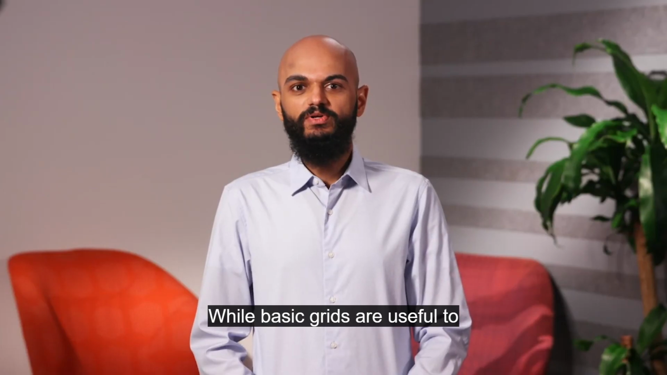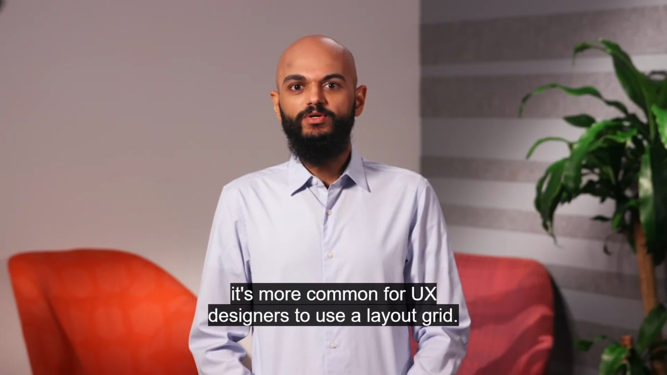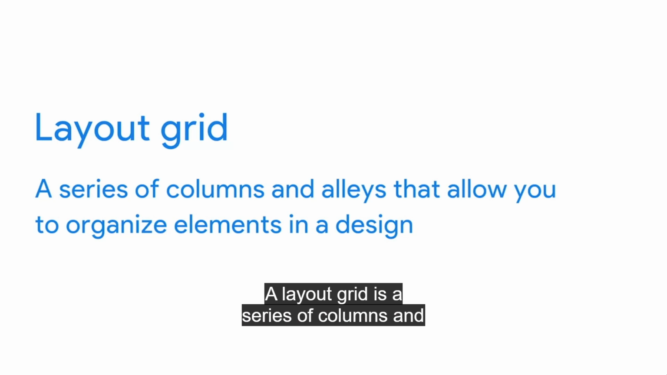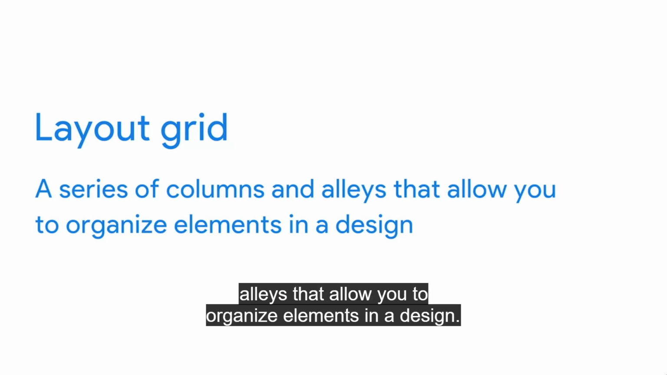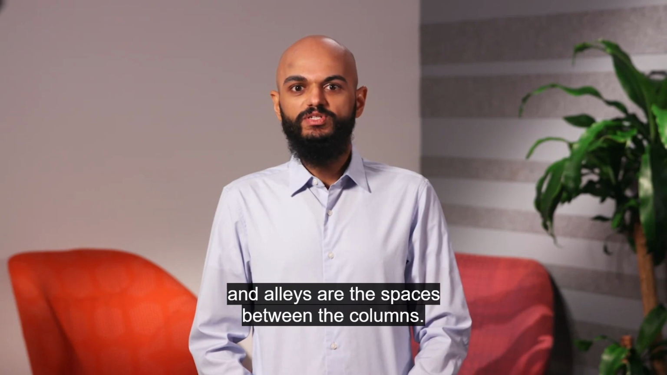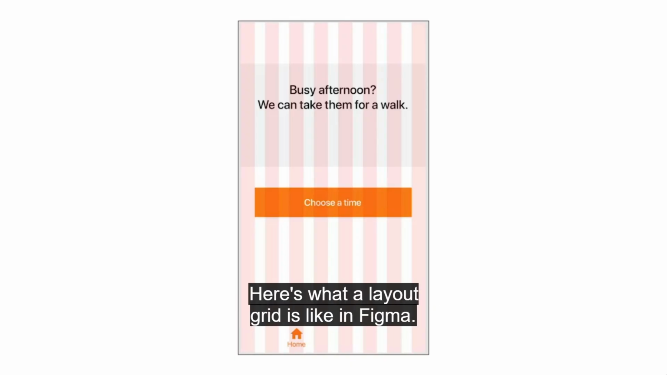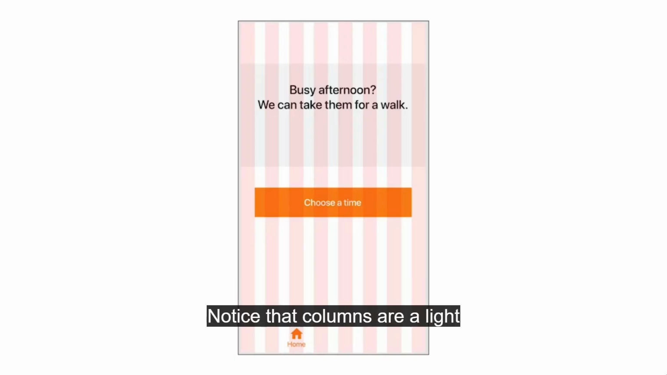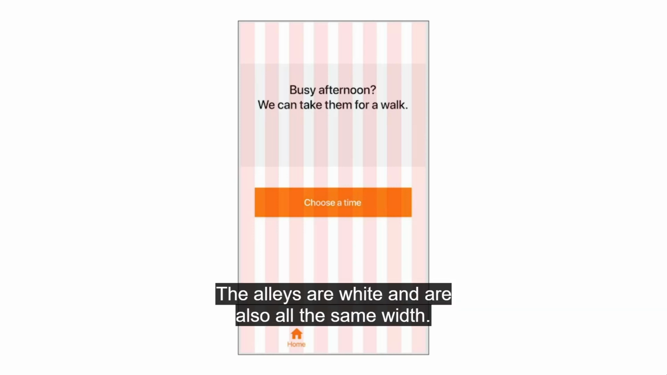While basic grids are useful to help you design consistently, it's more common for UX designers to use a layout grid. A layout grid is a series of columns and alleys that allow you to organize elements in a design. Columns are the colored blocks, and alleys are the spaces between the columns. Here's what a layout grid is like in Figma. Notice the columns are a light red and are all the same width. The alleys are white and are also all the same width.